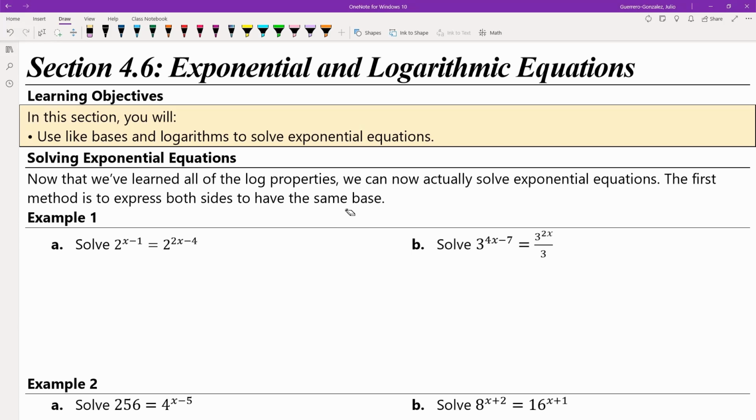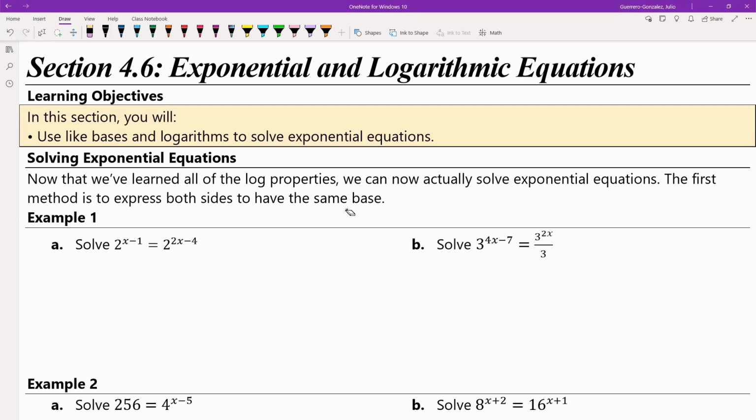At this point, we've covered everything that we need separately for exponential functions and logarithmic functions, right? And we know how to go from one to the other, right? In particular, if we have an exponential version, we can get to a logarithmic version, and vice versa. We are now going to use all that we learned from section 4.1 to 4.5 to start solving equations, okay?